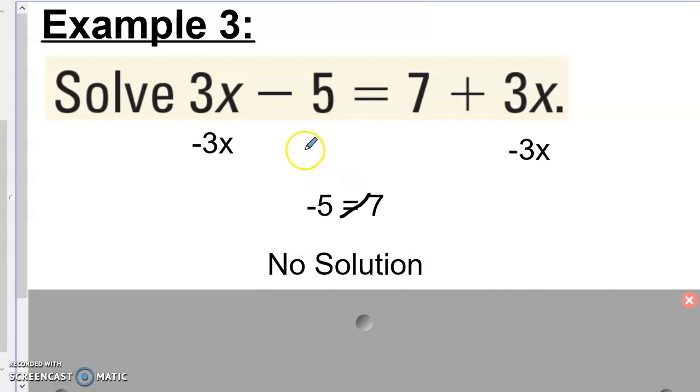Now, if this had said 3x plus 7, and this side had said 3x plus 7, then that would mean that there is infinitely many solutions. But when you get it where this does not equal this, that means no solution. If I had gotten 7 equaling 7, that would mean infinitely many solutions. Because your options when you have variables on both sides is you can have one solution, you can have no solution, or you could have infinitely many solutions.